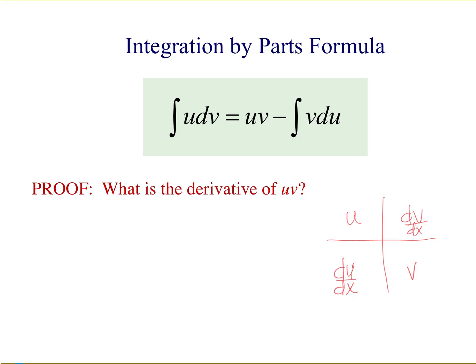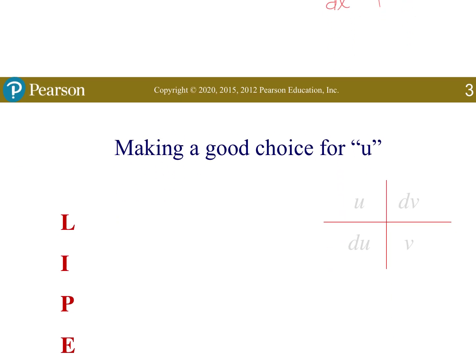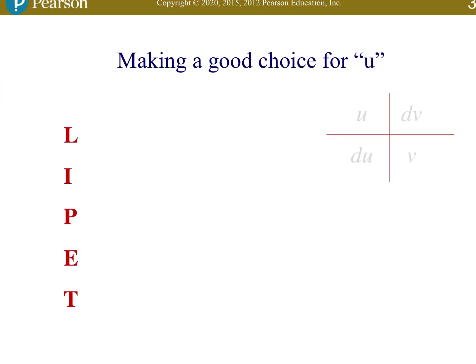And the test we used, let me see if you remember this, was the LIPET test. The LIPET test helps you choose the best U that's going to make your process run the most smoothly. So there's sort of a hierarchy of functions that helps you work through those. L stands for logarithm. If you are looking at a product or a quotient, and any part of that is a logarithm, that should be what you choose as your U. And whatever's left, whatever you didn't choose, that automatically becomes the dv dx.